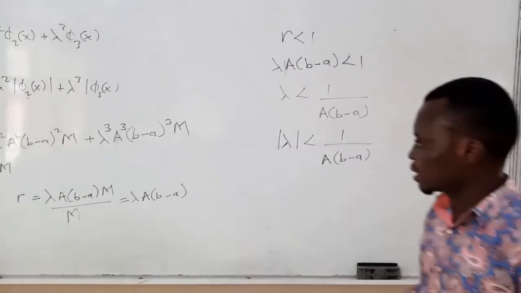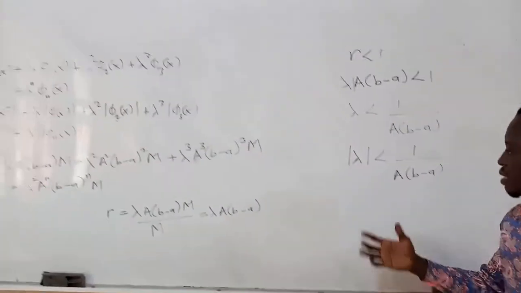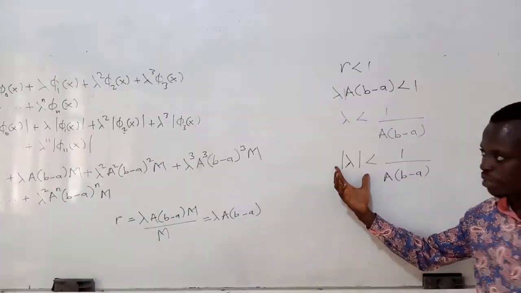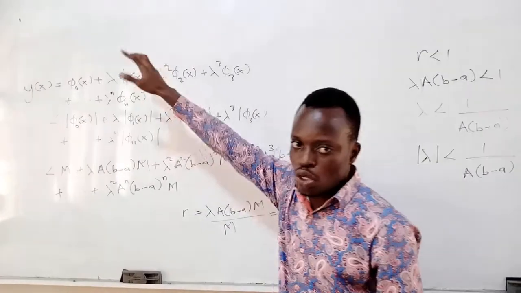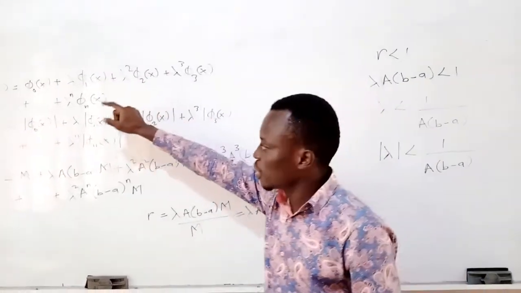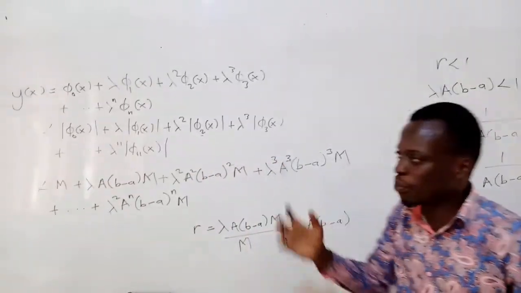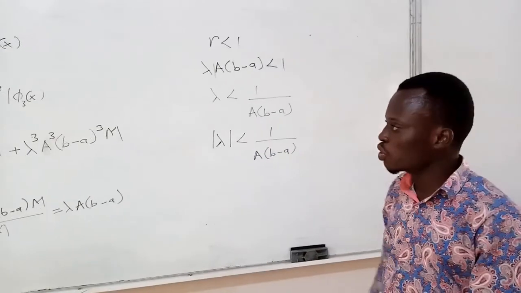And I'm going to say that this series converges for sufficiently small absolute value of lambda. Then we can say that this series is a solution to the integral equation, that is, the Fredholm integral equation. So it is an approximate solution to the Fredholm integral equation.